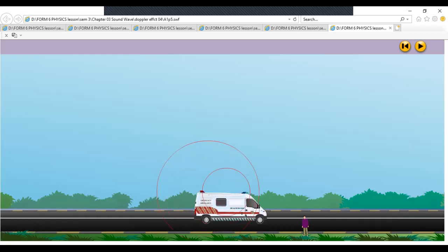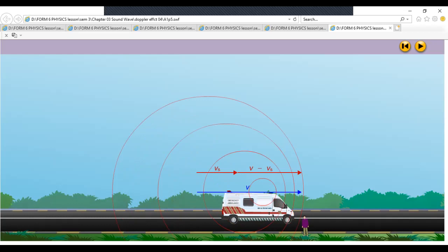Now we look at that. When the siren is moving, the ambulance moves with a speed of v. The sound wave moves with the speed of sound, so relative to the source the speed is v minus the speed of the source. That means this speed will change. The sound wave heard by the observer will become higher because of the higher frequency. So if the ambulance is moving, the frequency heard by the observer will be changed.